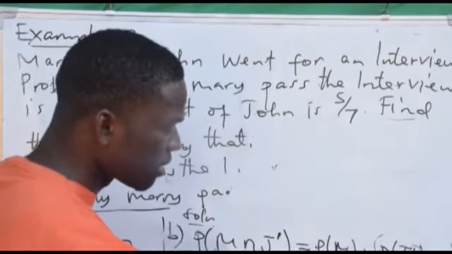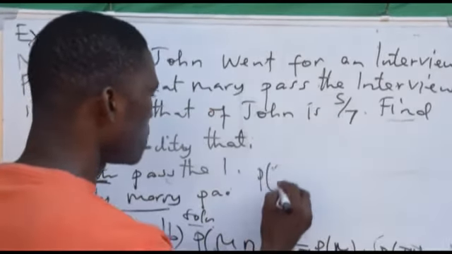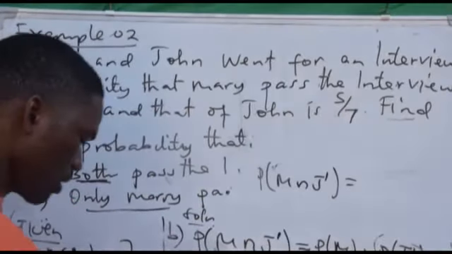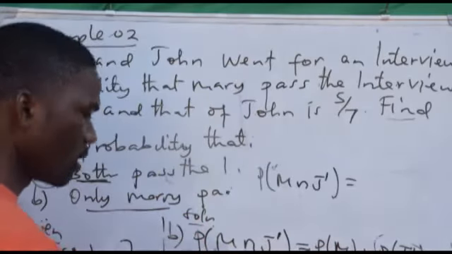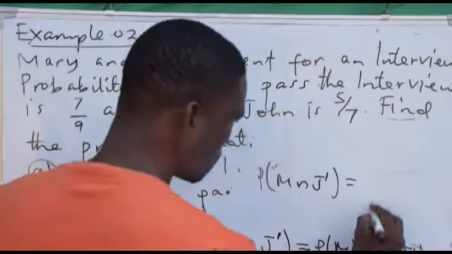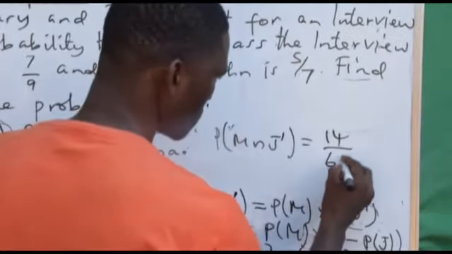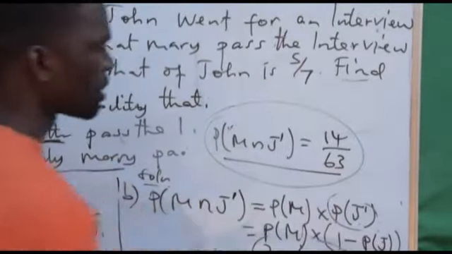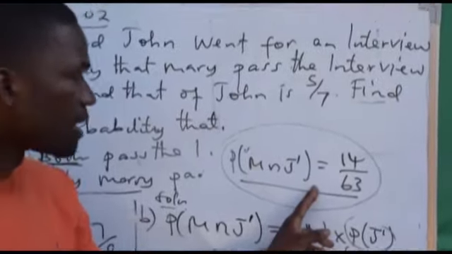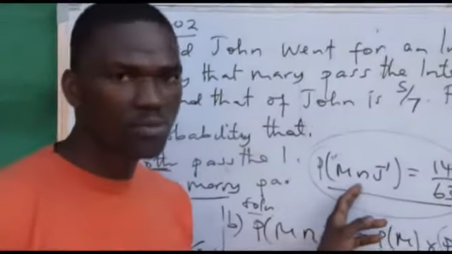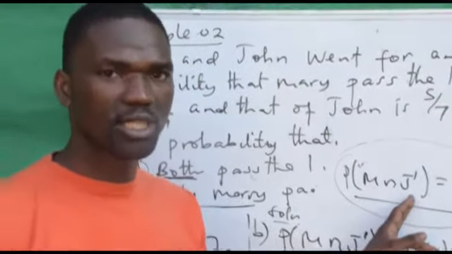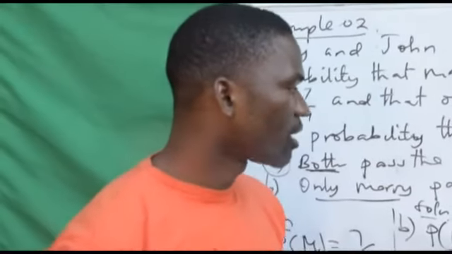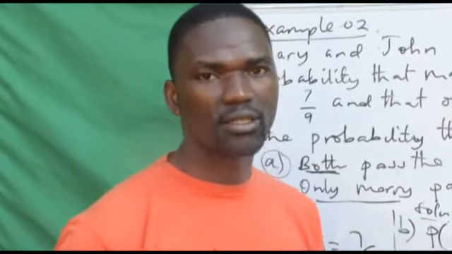If you simplify this mathematics, the probability of M intersection J complement will be equal to 14 out of 63. So I'm saying after simplifying this mathematics, you have to get this answer. And this represents the probability that only Mary will pass the interview, while at the same time John will be failing the same interview. Thank you. And I think this is the end of this session concerning the probabilities of independent events. Bye.